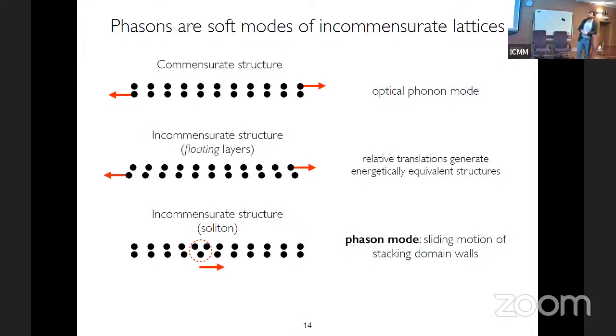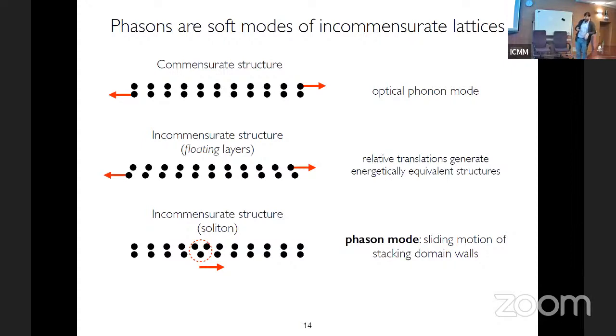So this phason degree of freedom is the phase I was referring to in the title of the talk. And with these pictures, I'm going to try to explain why this is an acoustic mode. For example, if we consider a cartoon picture of my bilayer in a commensurate state, like Bernal bilayer graphene, which is not exactly like this, but okay, for the sake of the argument. If you now slide one layer with respect to the other, that is clearly going to change the configuration of the system. That is going to cost energy. So this mode is actually an optical phonon.